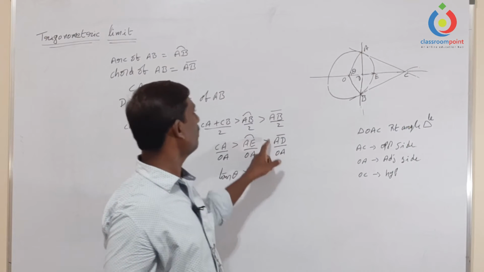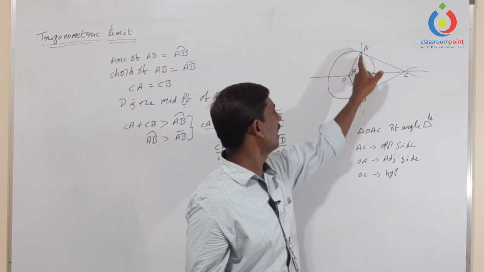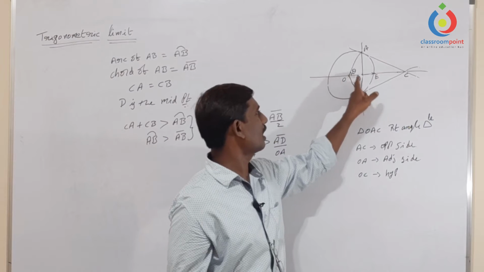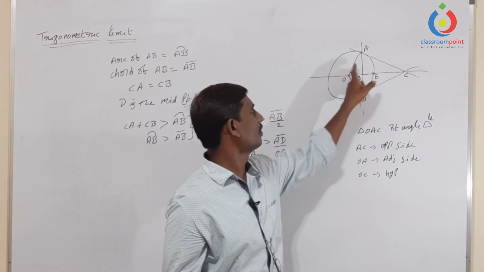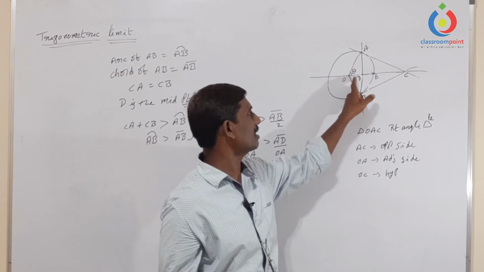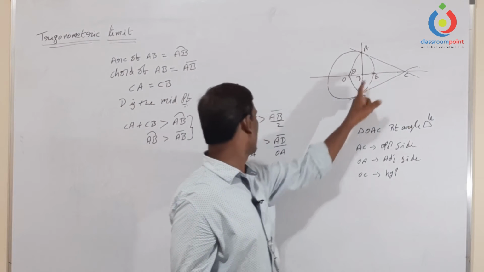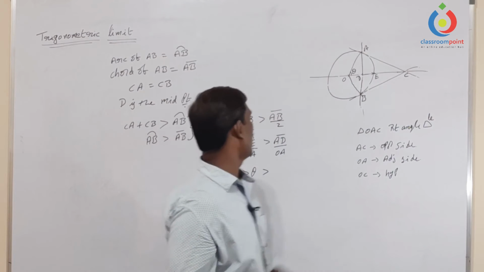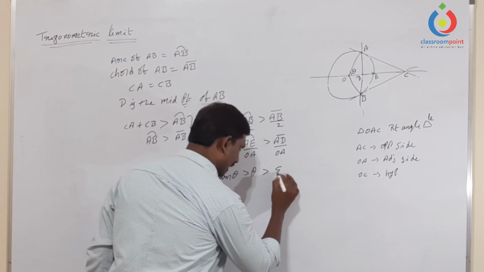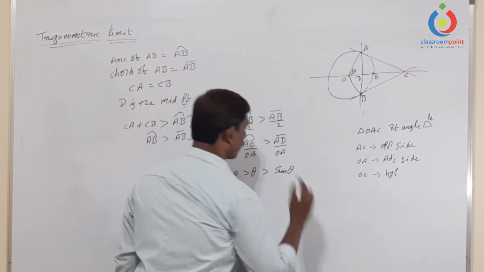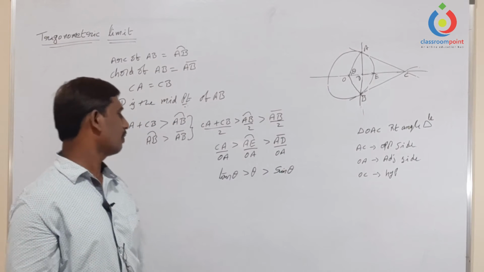AD. This is AD, and this is also one of the right angle triangles. This is the opposite side, this is the adjacent side, this is the hypotenuse. Let us take that. Then automatically AD by OA means it is sin theta. Then what to do here?